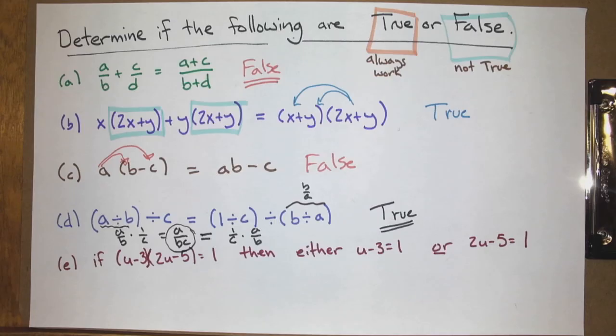Do they both have to be 1? So maybe the problem is this. I mean, if these are both 1, then certainly 1 times 1 equals 1. Is that our problem?